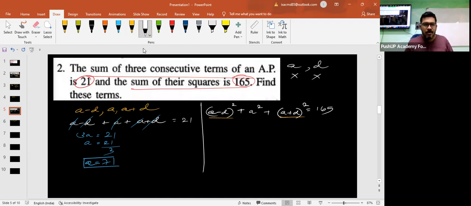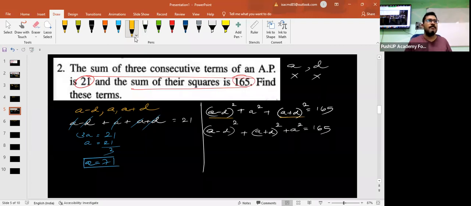Now (a minus d) the whole square plus (a plus d) the whole square. For your convenience, I will bring them together: (a minus d) squared plus (a plus d) squared plus a squared is equal to 165. According to that expansion, it is 2 times (a squared plus d squared) plus a squared is equal to 165.